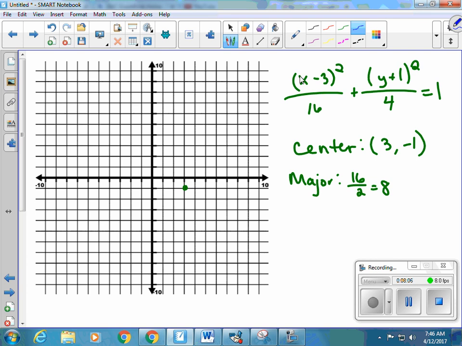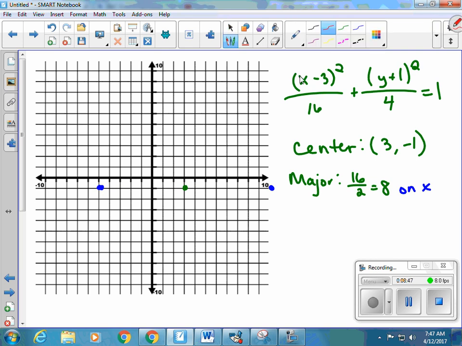So I've got 1, -1, so I'm going up 7 technically. 1, 2, 3, 4, 5, 6, 7. So this is the top. Ooh, what did I do wrong though? I went with the y-axis. Major is on the x. So I need to go 8 to the right and 8 to the left. Ooh, cutting it close there. And then 8 to the left. So this is my major. I should have done that in blue there.